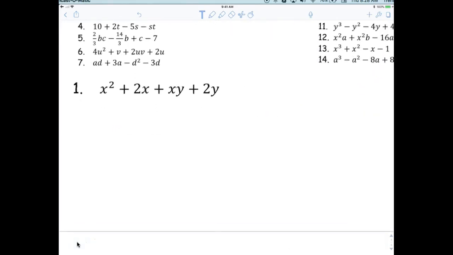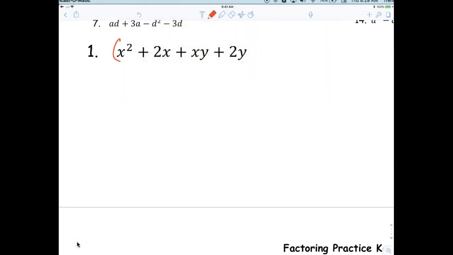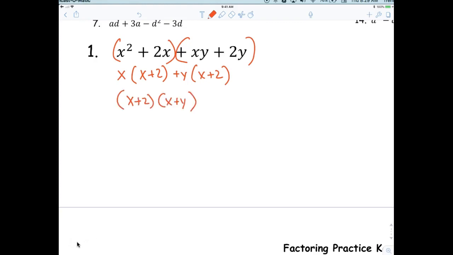Okay, here we go. So factoring by grouping. Group them together. What's common? x. You're left with x plus 2. What's common? y. Positive y. Plus y. And then it's x plus 2. Right? Now what's common? x plus 2. What's left behind? x plus y. Yes.